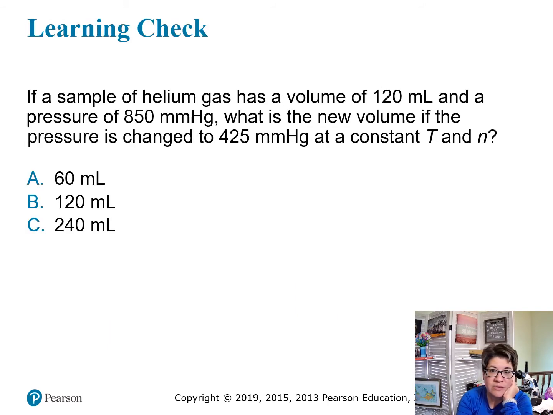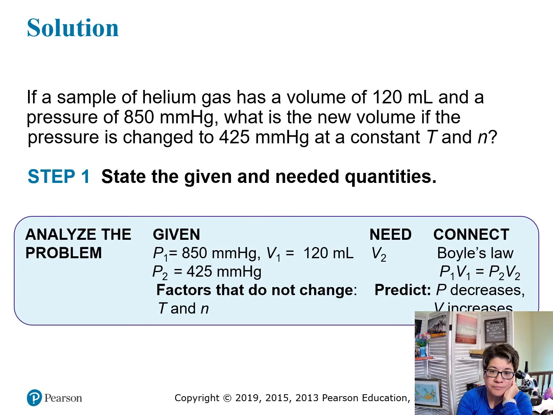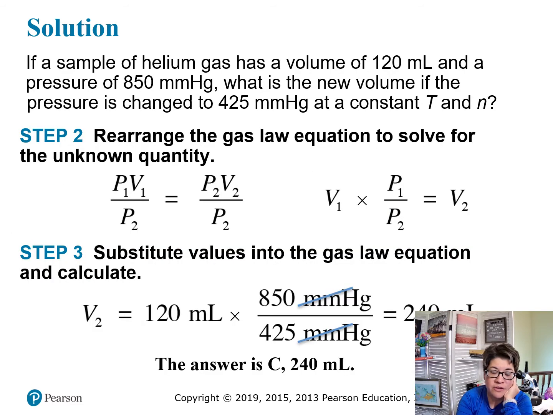Okay, try this one out and see if you can solve it. Notice that your units are in milliliters, but that doesn't matter. You don't need to change it to liters. The equation, when you solve it, will come out to milliliters at the end. Here you are setting it up. V2 is what you need. And that's how you solve it. Your final answer is C, 240 milliliters.